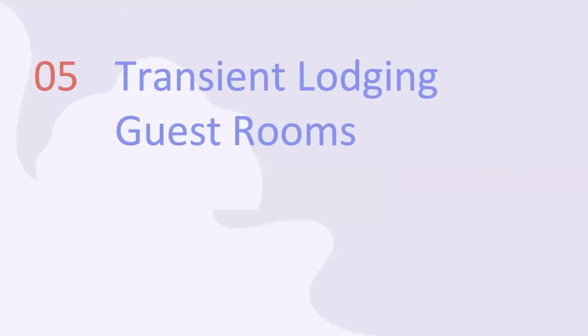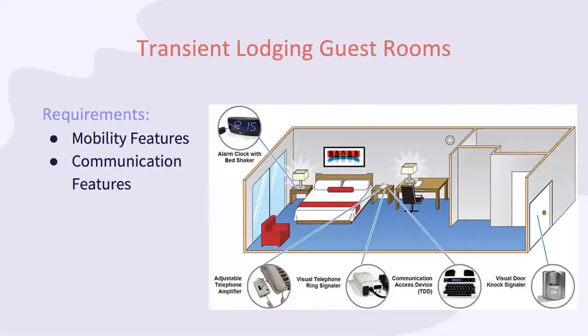Okay, transient lodging and guest rooms. So these pretty much have 2 different types of requirements: mobility features and communication features. For mobility features, starting with any living, dining, or exterior areas such as a balcony, for example, all of these spaces need to be accessible and need to be able to be reached by everyone.